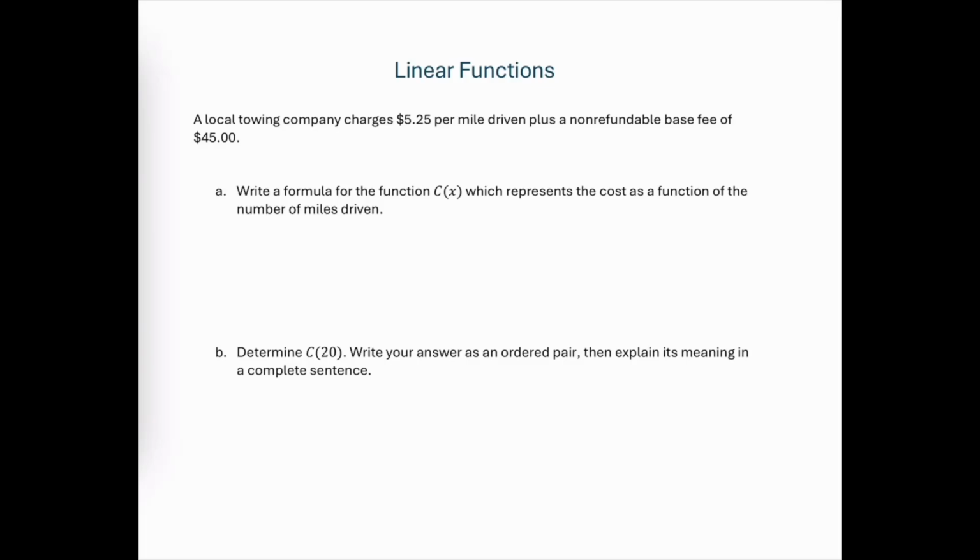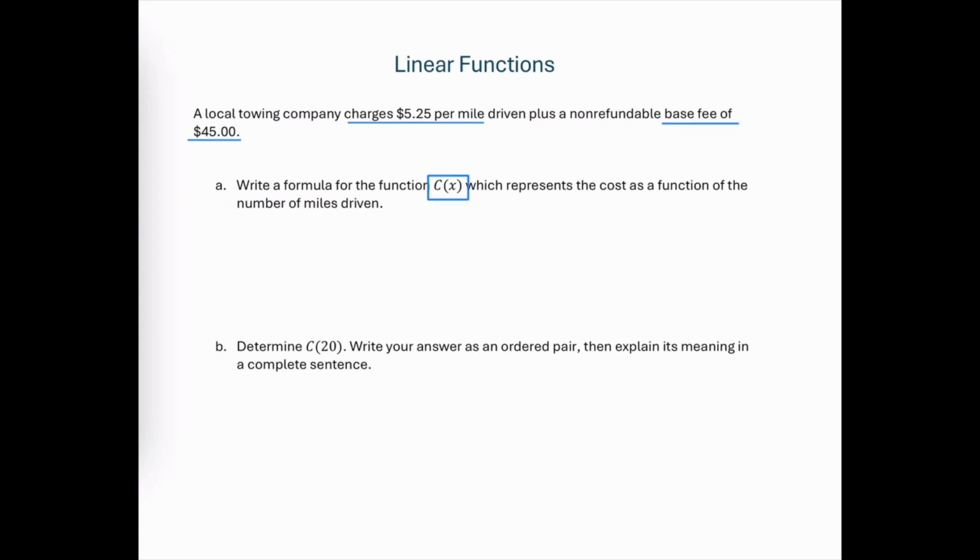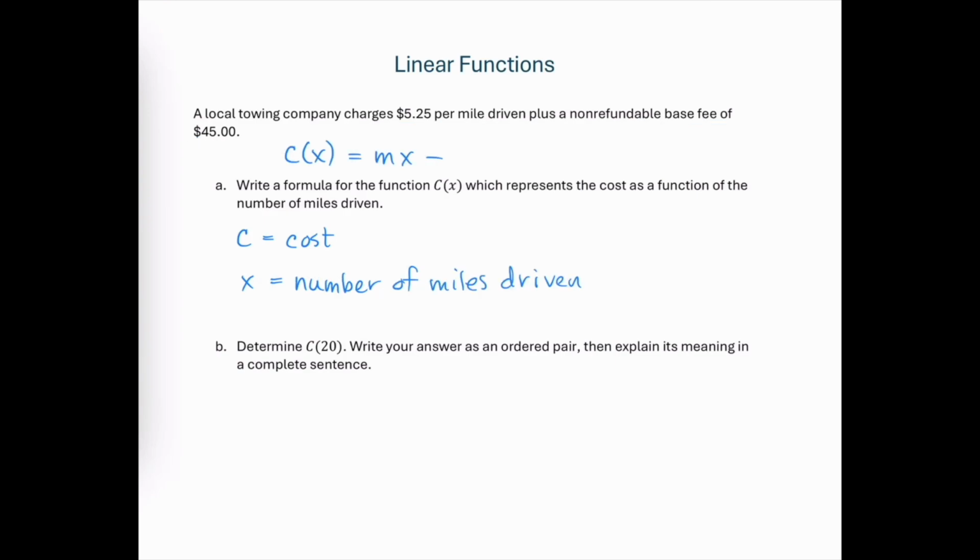A local towing company charges $5.25 per mile driven, plus a non-refundable base fee of $45. Write a formula for the function c of x, which represents the cost as a function of the number of miles driven. So if c is representing cost, then x is going to be the independent variable, which is the number of miles driven.